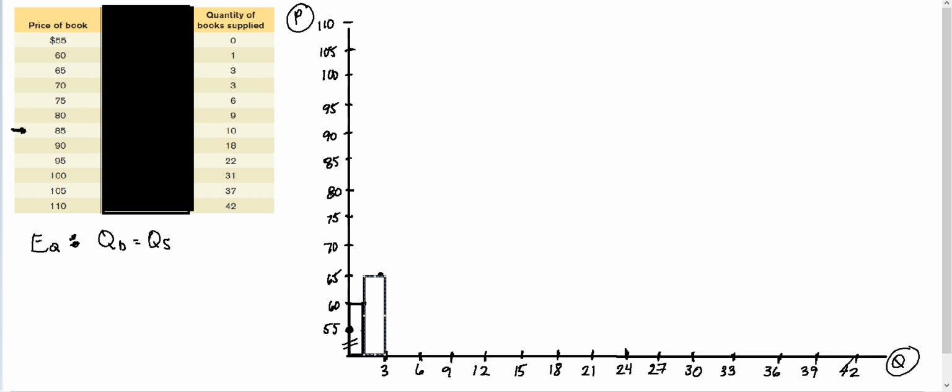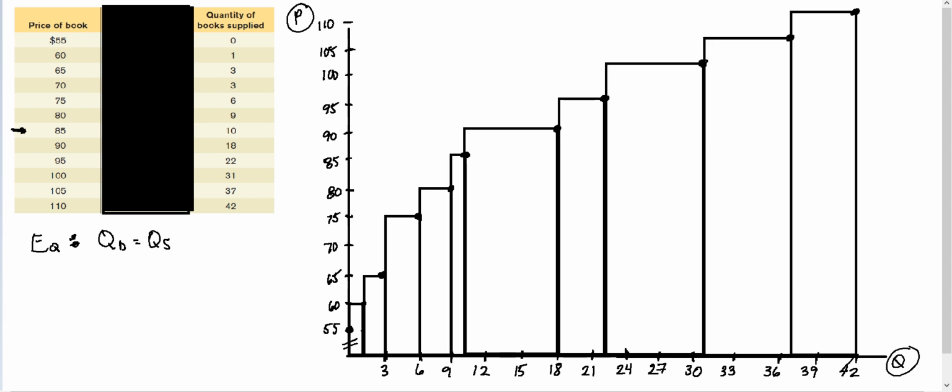At the price of $75 per book, I have six sellers coming to the market. So that's at 75, I have 6. Okay, and then at $80 per book, I have 9. Okay, and I just put in the rest of those rectangles. I put a dot on the top right-hand corner of each rectangle to signify that that is the point that corresponds to the point on the table.